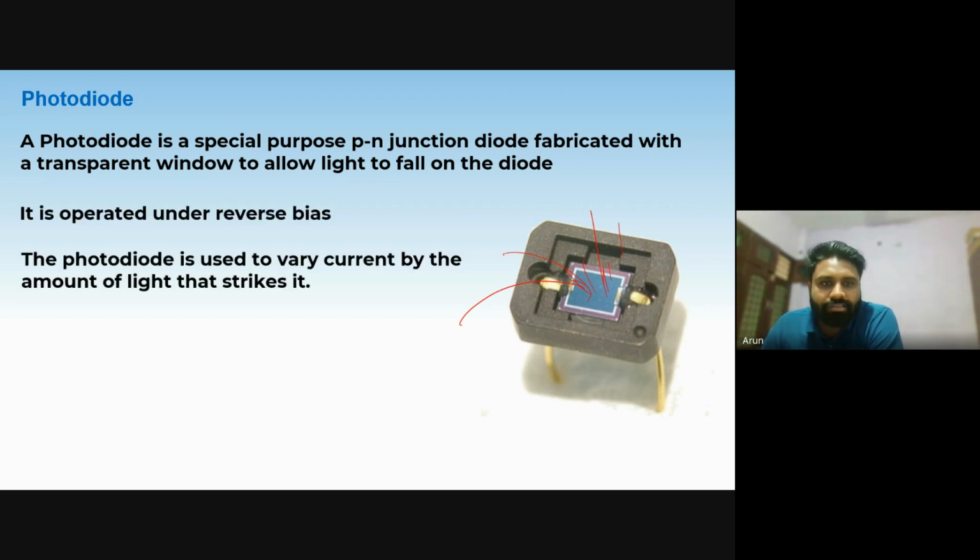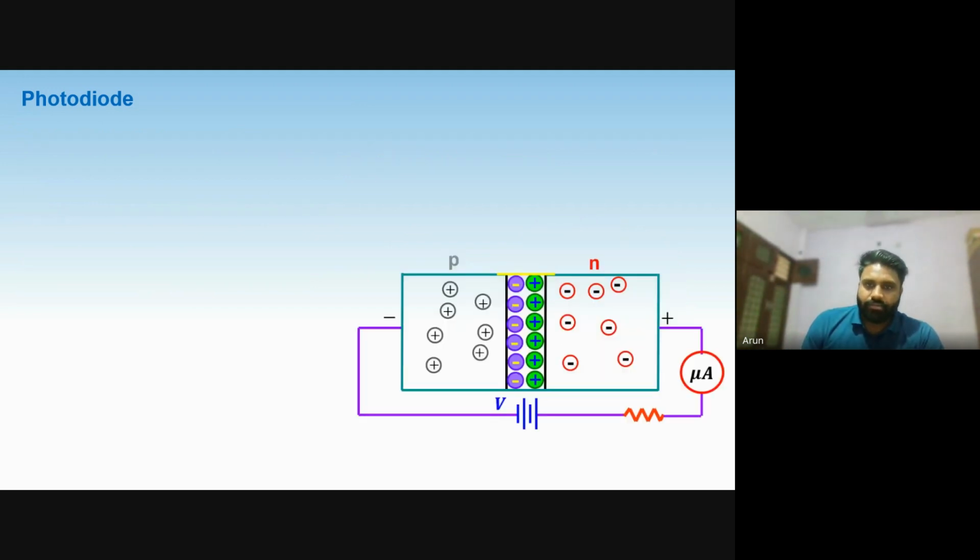So a photodiode is used to vary current by the amount of light that strikes it. If there is more light, it will vary the current more; if there is less light, it will vary the current less. Okay. So this is that window on which the light will fall.